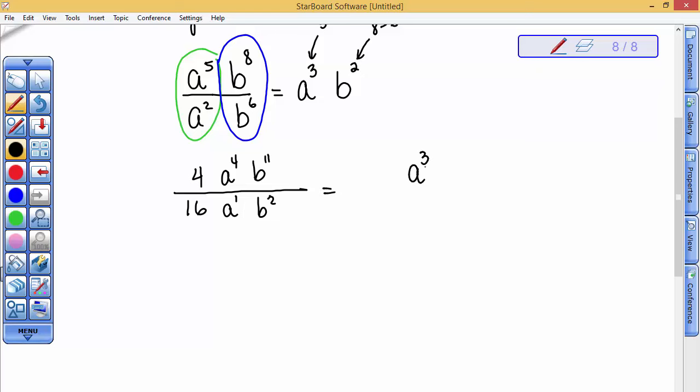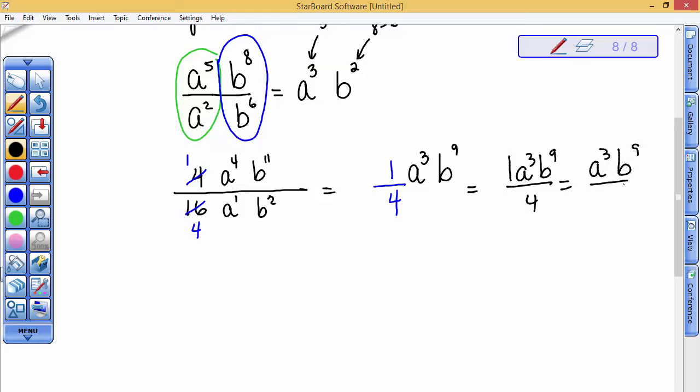But the 4 over the 16, you have to reduce. And you just have to say 4 divides into 4 once, and into 16 4 times. And so you either have 1 quarter, a to the 3rd, b to the 9th, or you can write it as 1, a to the 3rd, b to the 9th, over 4. And you don't need that 1. You could write it as a to the 3rd, b to the 9th, over 4, since the numerator reduced to a 1. So all these ways that you can write this.